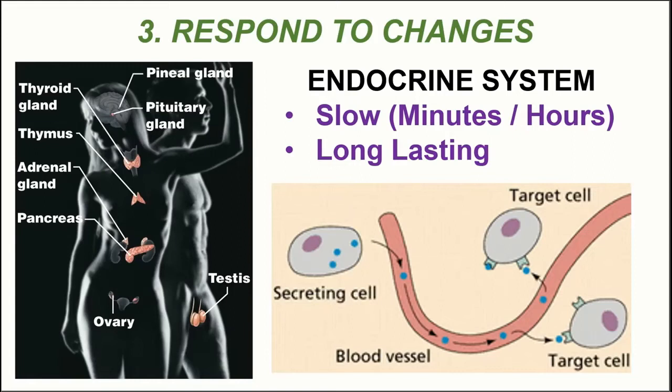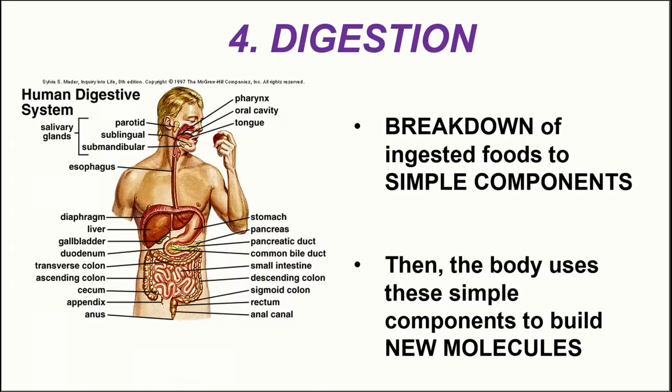So there you have it. Those are the two organ systems that are the communication organ systems, and those communication organ systems have the responsibility of signaling other tissues or organs to respond to changes in the body, or even outside the body as well.